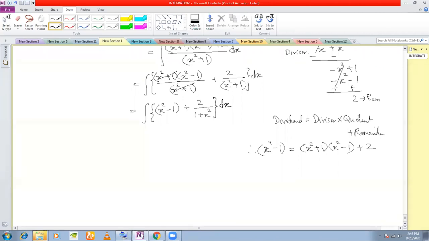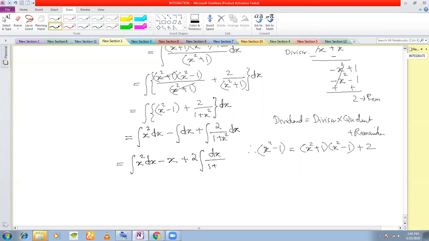We have separated this. Now we separate: you get integration x squared dx minus integration 1 into dx, which is simply dx, plus integration 2 by 1 plus x square dx. Now you write this as integration x squared dx minus x plus, you can take 2 out of the integration, and you can write integration dx by 1 plus x square.